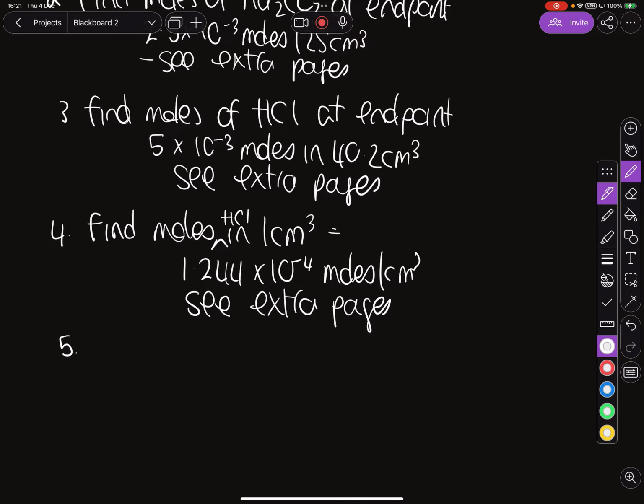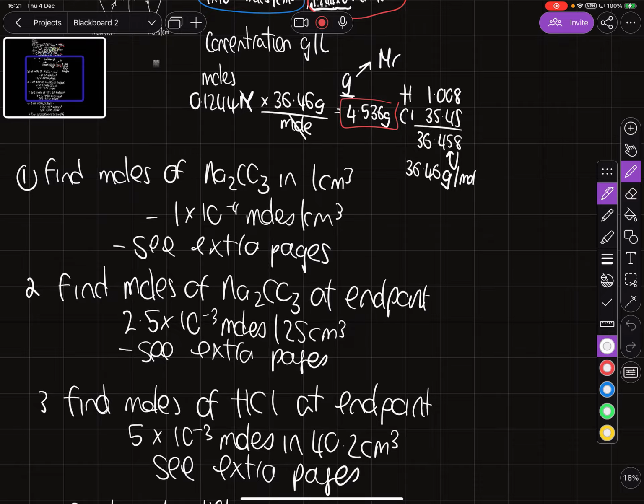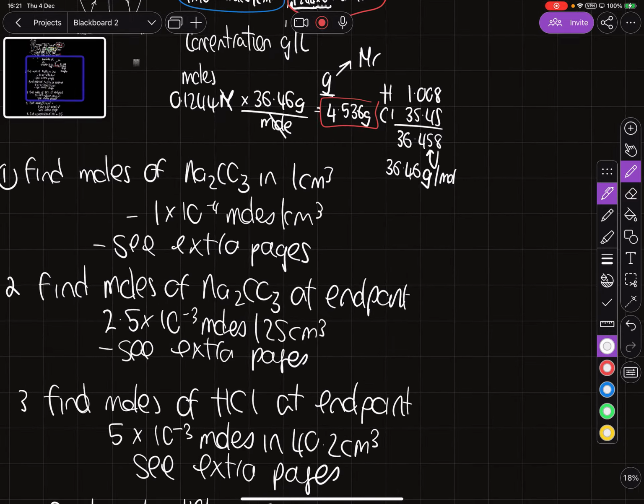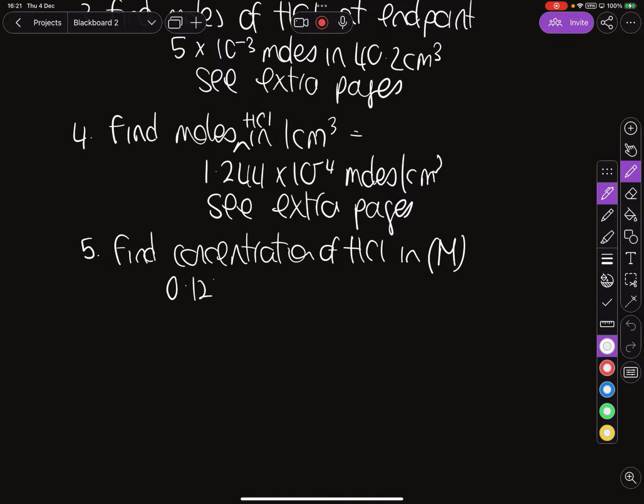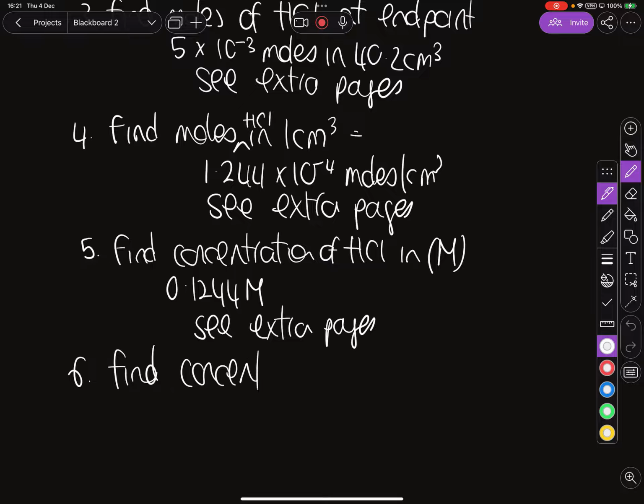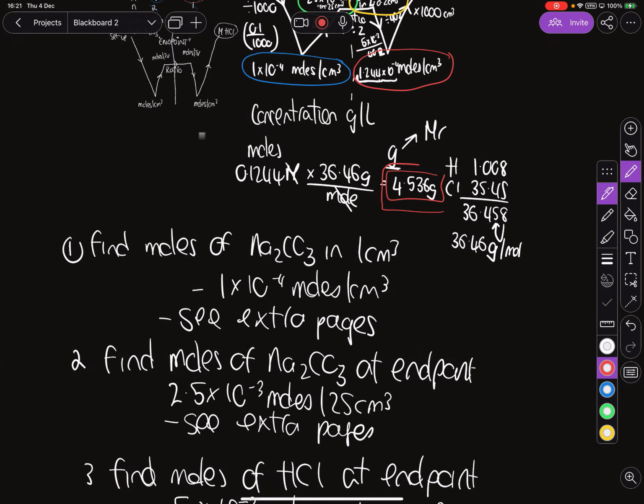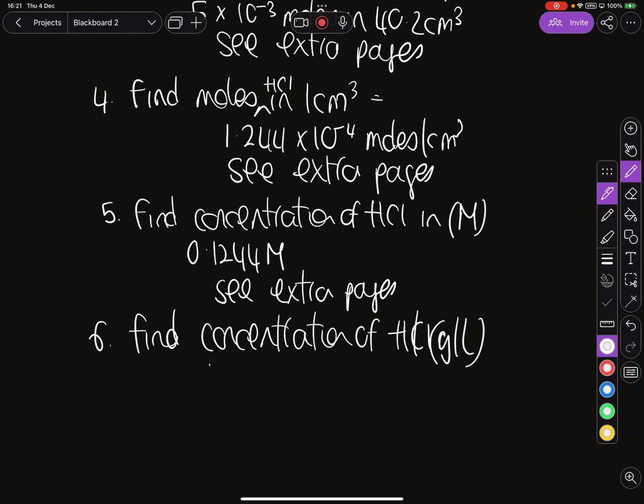They might ask you to find the concentration of HCl in big M. So again, as we said back here, this is this red up the top. So you just put it in 0.1244 big M. And again, see extra pages. So they're going to go back and they can see how you got there. There may be a question that says find concentration of HCl in grams per litre. So this is our conversion factor piece of maths. So this is this one here. So you're going to go back to where the question is. You're going to go 4.536 grams per litre, see extra pages.